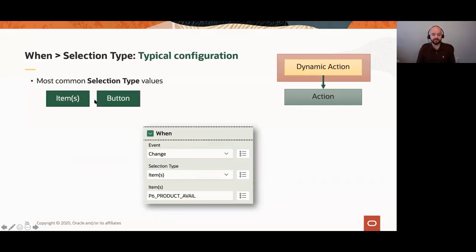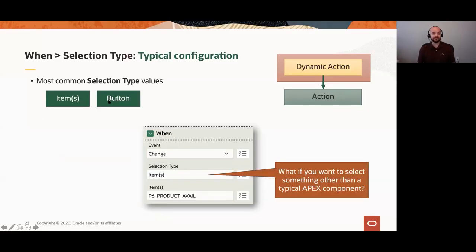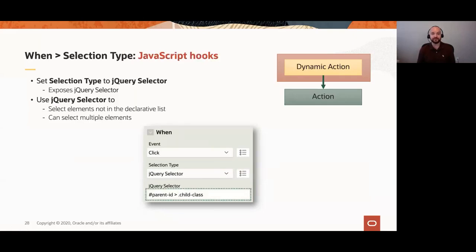All right, moving down from the event and to selection type, the most common things people are binding to are items and buttons. But what if the thing you need to work with is not a typical Apex component? Well, again, no problem. Provided you know a little jQuery or a little JavaScript, there's this option here, jQuery selector. And this is very powerful. You can just put in any jQuery selector you want down here, and then it will bind to those elements.